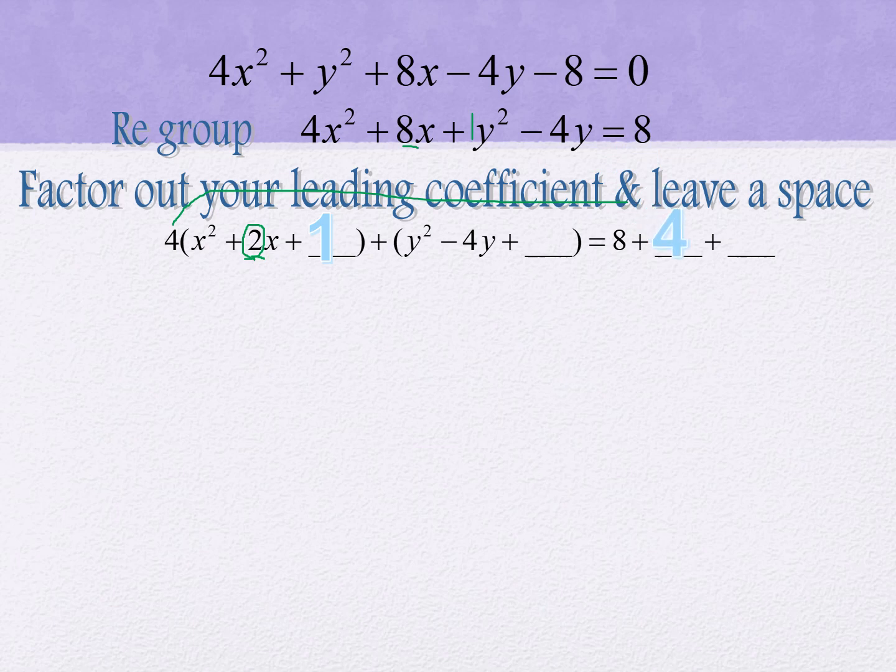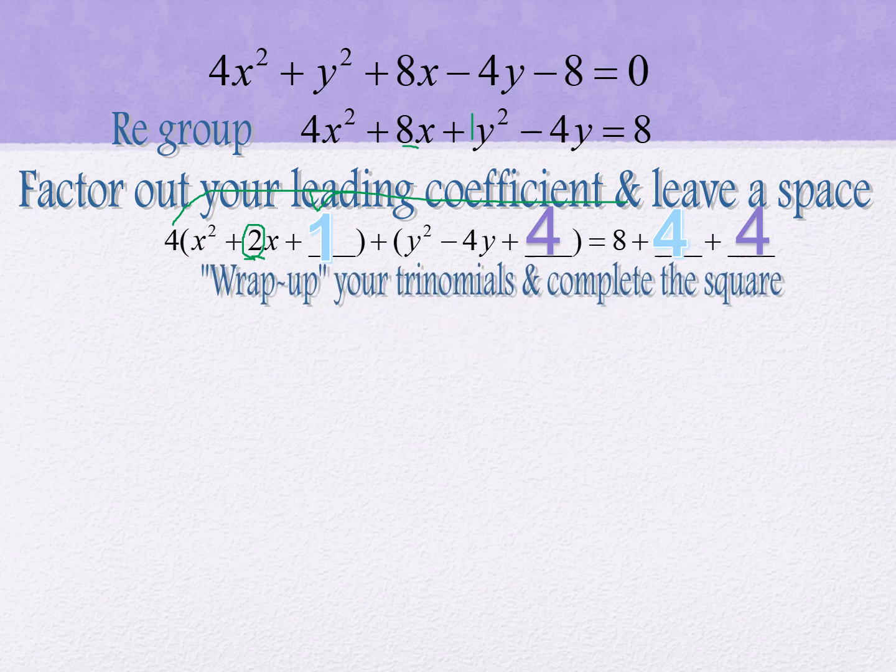4 times 1 gives me 4. So redistribute your lead coefficient before you balance the other side. Now in the y family, there's not much to do. Half of negative 4 is negative 2. Negative 2 squared is positive 4. And I really do just have a positive 4 on both sides. Let's go ahead and wrap them up.